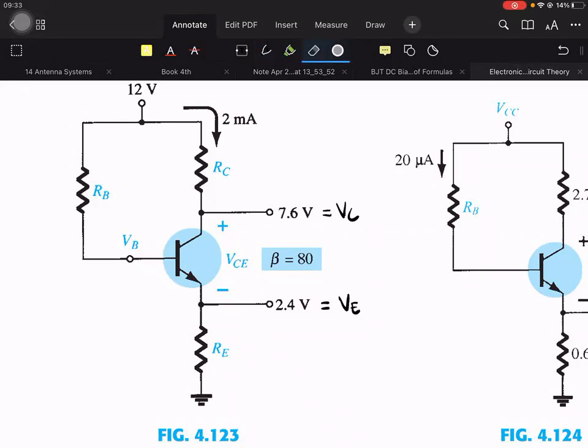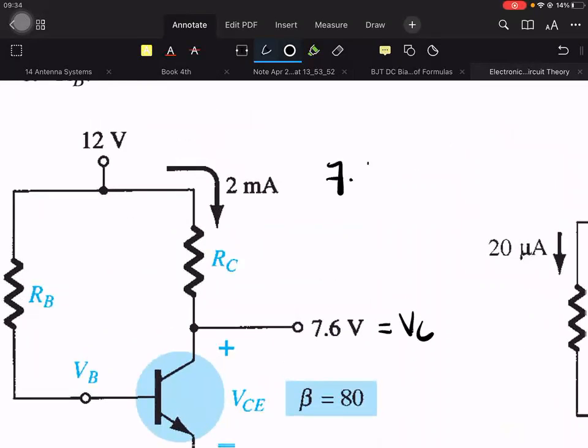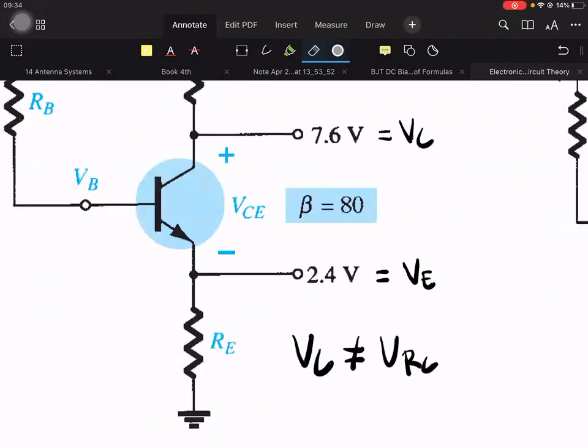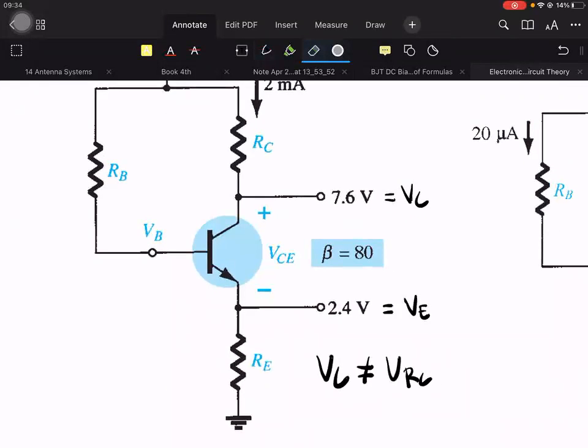Now, VC, class, is of course not equal to VRC. So it is not directly that, okay: VC is 7.6, IE is 2.2 milliamperes, so you divide by RC. It's not like that because again, VC is not equal to VRC. VC is not equal to the voltage measured across the resistor RC.